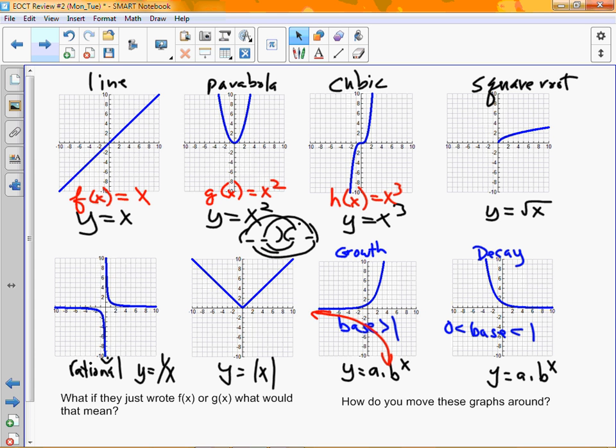What if you just wrote f of x or g of x, and what that would mean in terms of moving the graph around? That's right. If I said I wanted you to take f of x minus 3 plus 2 and graph it, what it does to the graph was, this is very important. And this is the one that I'm not sure we all have seen a bunch.